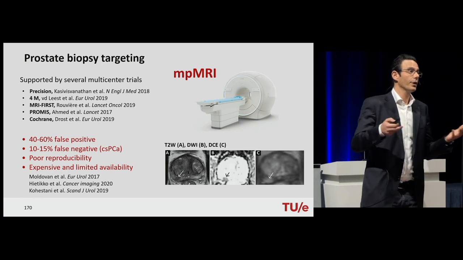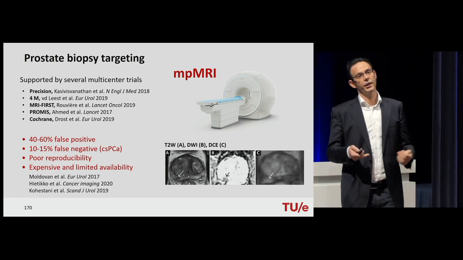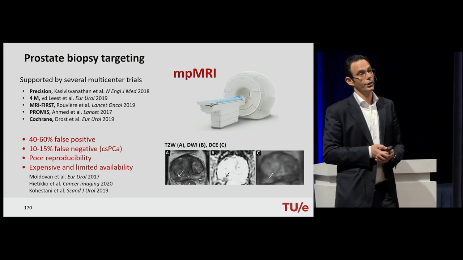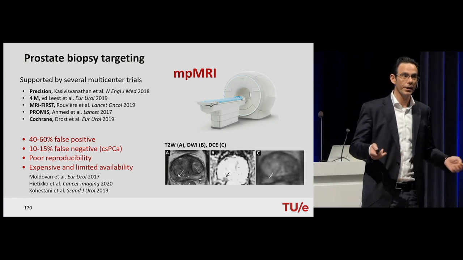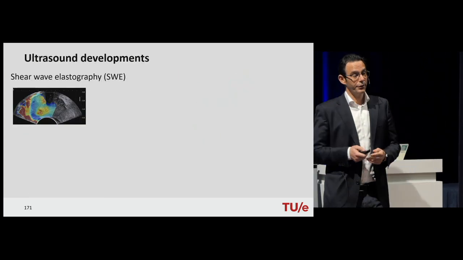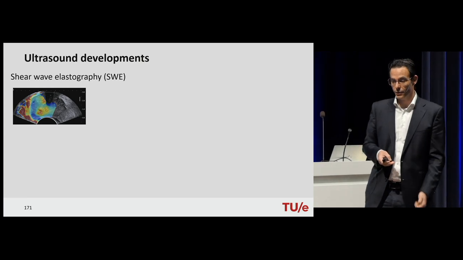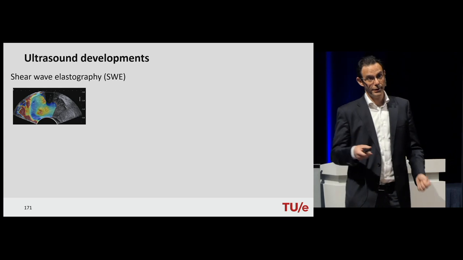And of course, we also know the limitations in relation to MRI. It's an expensive solution, and the availability is not that wide. Of course, this is perhaps not such a problem in this country, but certainly in other countries. So a possible alternative to MRI that is more widely available and more cost-effective is ultrasound. What is the status of ultrasound nowadays, and what are the developments?